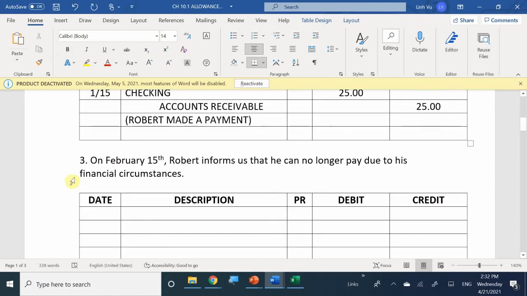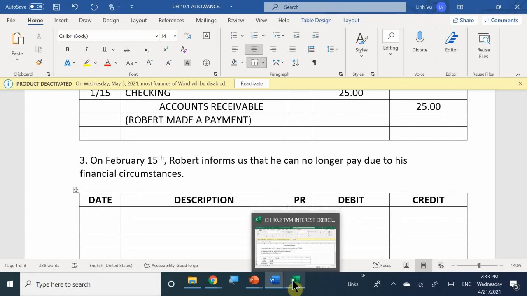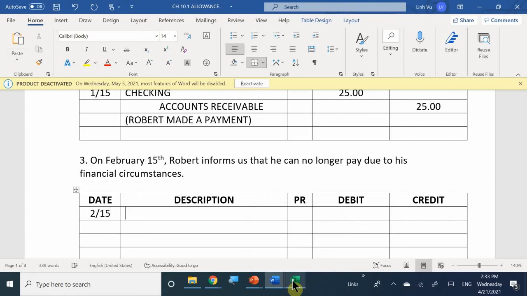So then scenario 3 says that on February 15, Robert informs us that he can no longer pay due to his circumstances. So what are we going to do here? We know exactly when, we know who, and we absolutely know how much. Bad debt expense? When do we use bad debt expense?